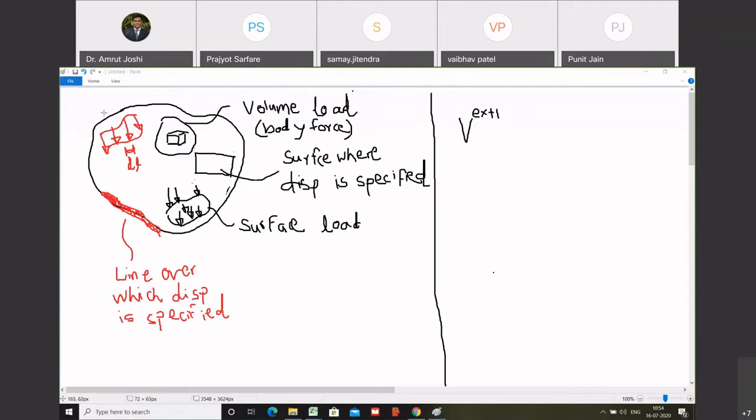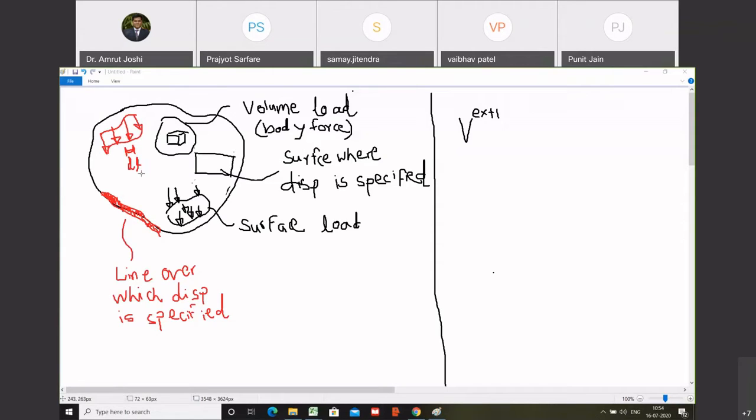You can look at the line that I have drawn on this body here. I have drawn the body in an arbitrary shape. What size the body is, is right now not a concern for me. So let us say there is a body of an arbitrary shape over which you have a line load along a particular line. Then what is surface load?